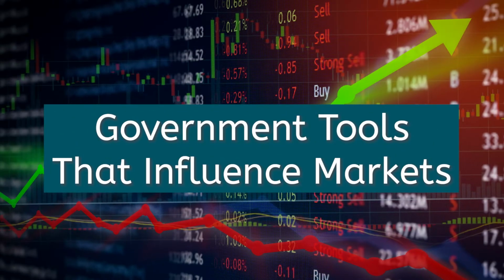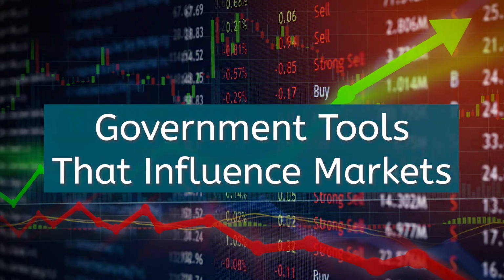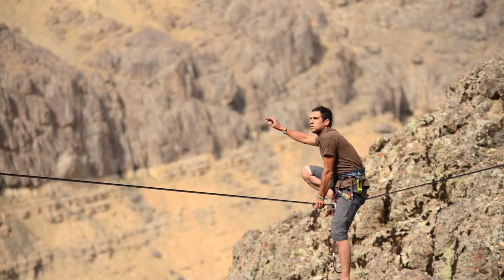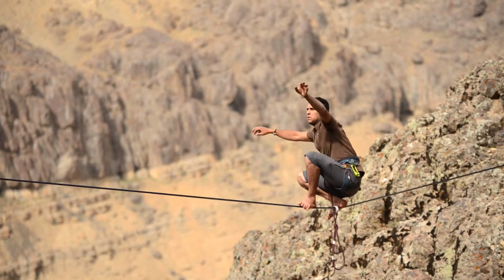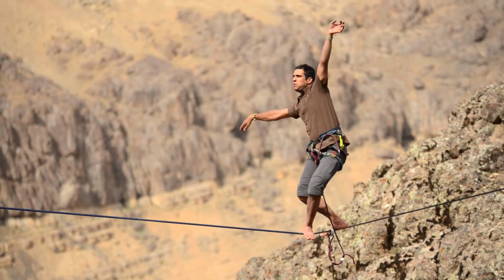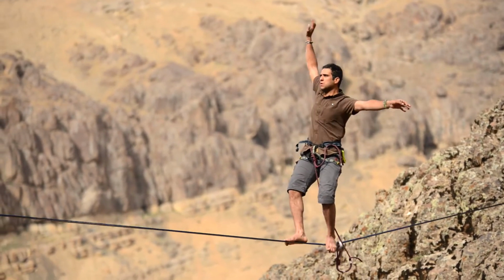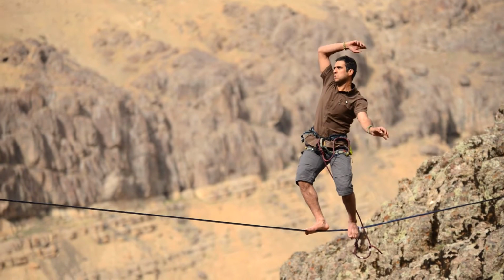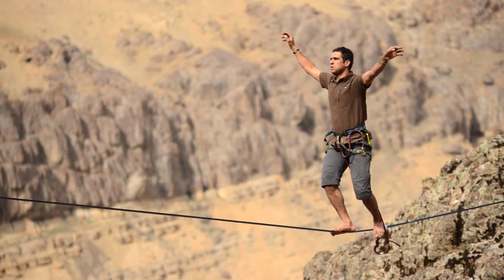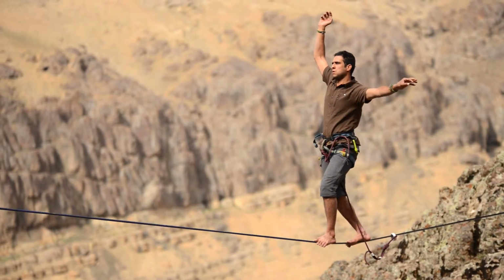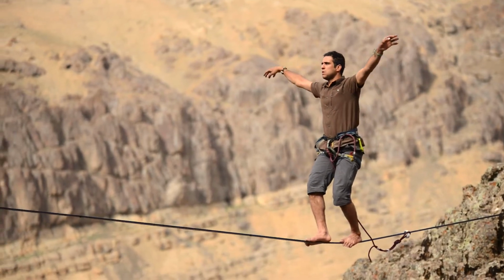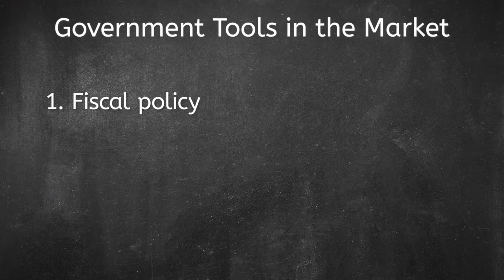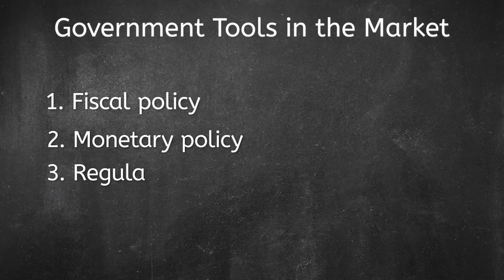Government tools that influence markets. But how do governments influence markets to meet the needs of citizens? Honestly, it's kind of like walking on a tightrope. There is a delicate balancing act. You definitely don't want to make the wrong move, and you certainly need all the right tools. When dealing with the marketplace, the government has three main tools: fiscal policy, monetary policy, and regulation.